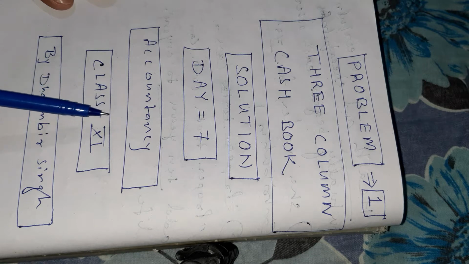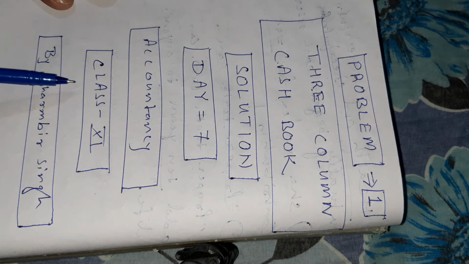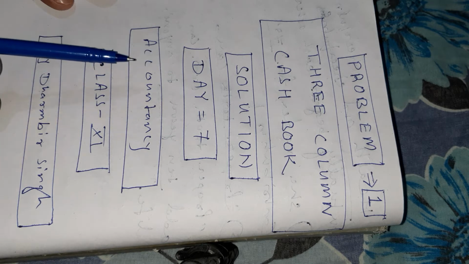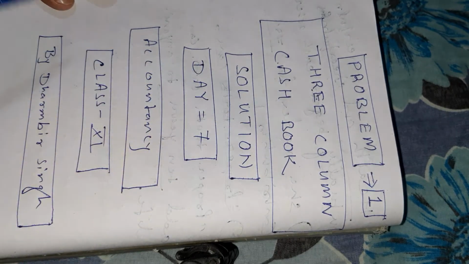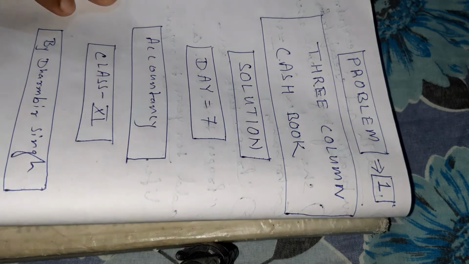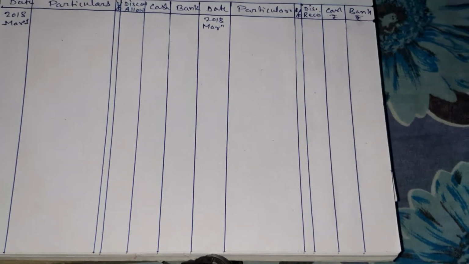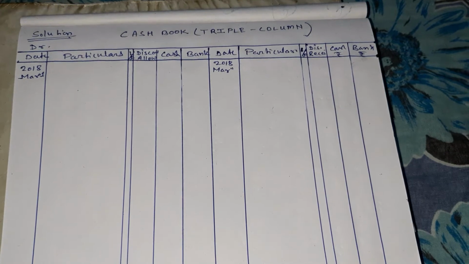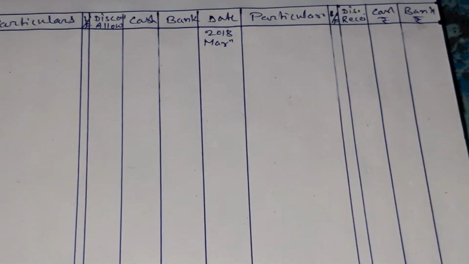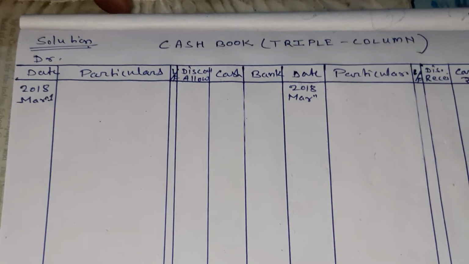This is the most important chapter of your class, cash book. Why is it named cash book? Single column and double column I have already discussed in the previous videos, and in this video you will understand the triple column cash book. Try to understand. I have already discussed how to draw the format of the cash book in my previous video. In this video you will understand the format as well as problems and solutions.